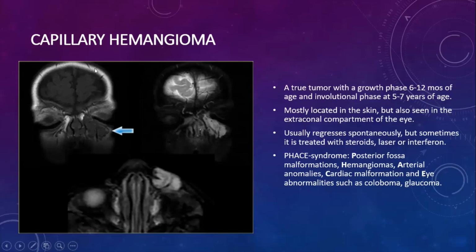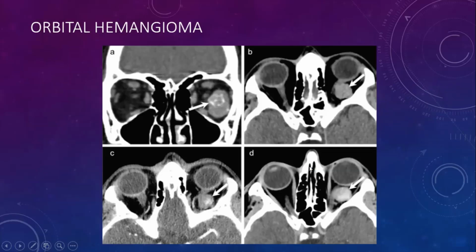When capillary hemangioma is noted, we have to think in terms of PHACE syndrome: posterior fossa malformations, hemangiomas, arterial anomalies, cardiac malformations, and eye abnormalities such as coloboma as well as glaucoma. So this is another case of orbital hemangioma. Once again, there are no boundaries for this.